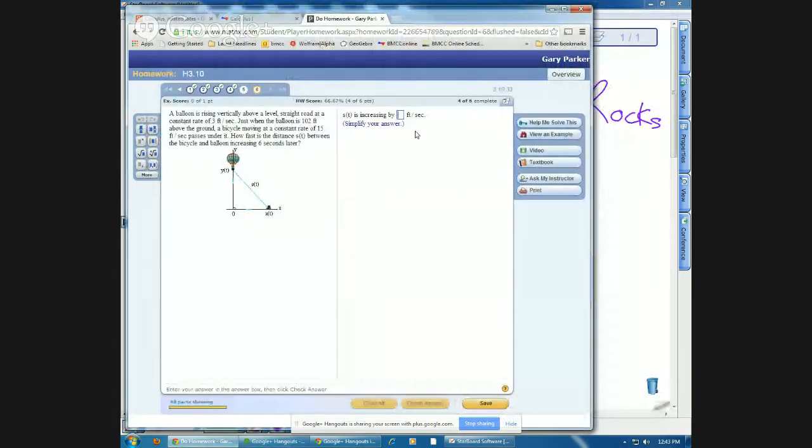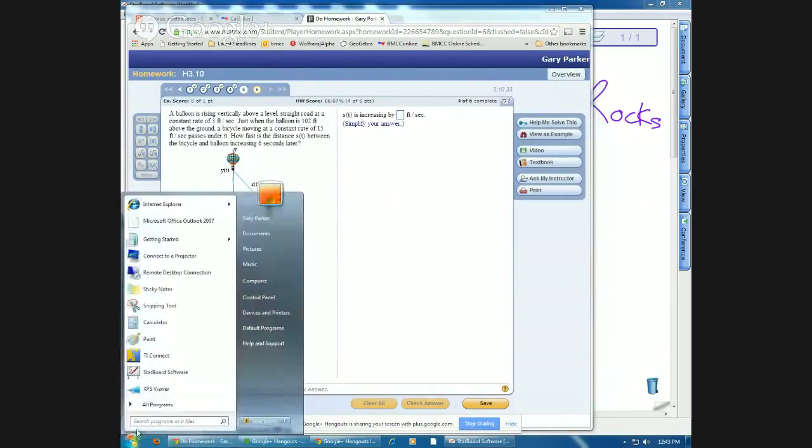Okay, it's live. All right. So here's the problem, and I wish we could zoom in on this. Let's see. Zoom in. I have to use that.